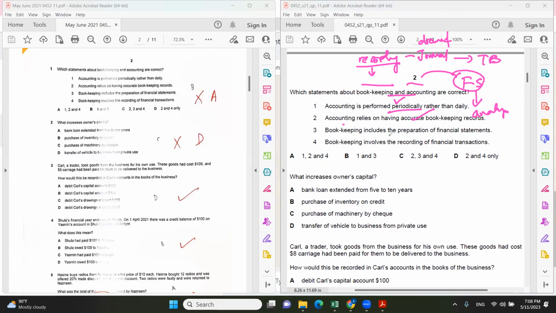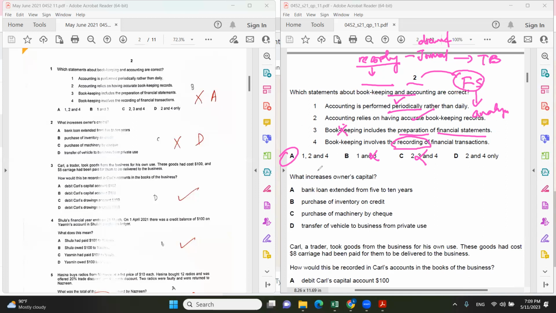Next is that bookkeeping includes preparing the financial statements. As I said just now, accounting is the one that prepares financial statements. So 3 is out. So 2 and 4 are the answer. Since 1 is here ticked, the answer should be A. And the keyword here: bookkeeping, recording.